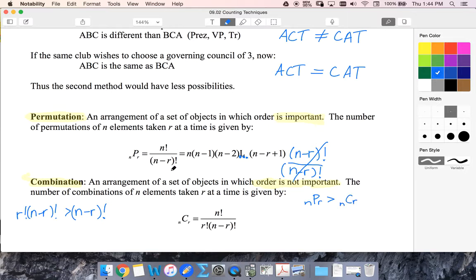And that's the other way of knowing. Permutations, order matters, so these things are different. Combinations, order doesn't matter, they're the same. And these are our formulas.